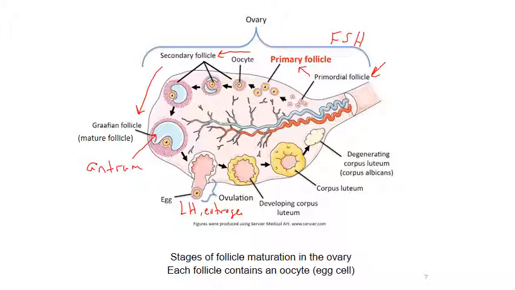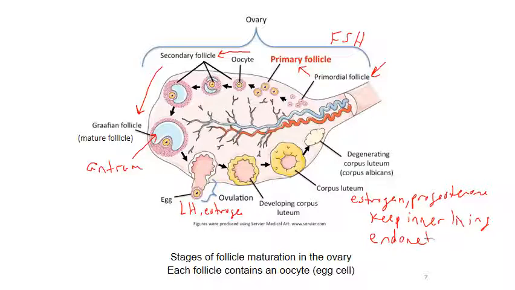Now the cells that used to surround the oocyte stay behind, and now they're going to be called the corpus luteum. Okay, so we're going to learn that the corpus luteum is important because it releases estrogen and progesterone. These two hormones keep the inner lining of the uterus intact. And this inner lining is called the endometrium.